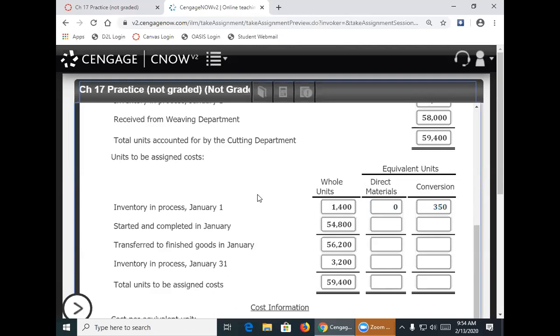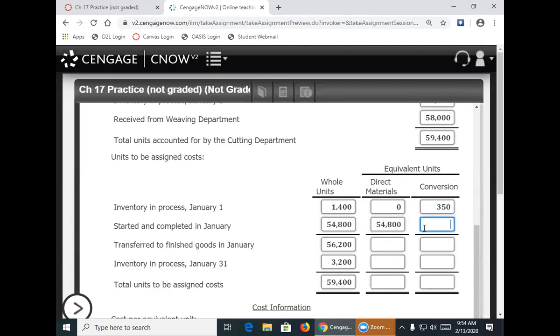How about started and completed? How complete are those? It's whole, right? Yeah, they're started and completed. So those are 100% complete. So your equivalent units for started and completed is always the total amount, the 54,800. 54,800 for both materials and conversion. Because they were started in this month, all the costs were added this month. And since they were completed in this month, they're 100%. That one's the easy one, right?